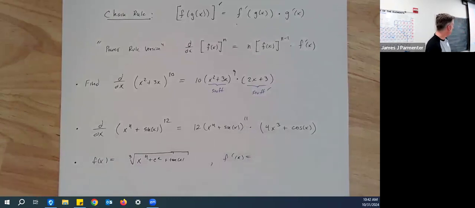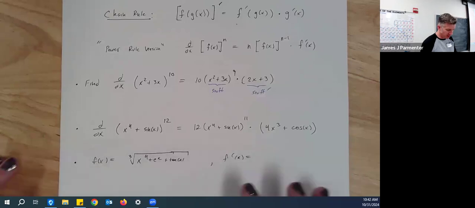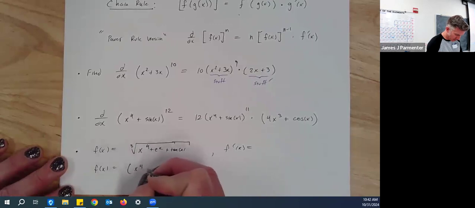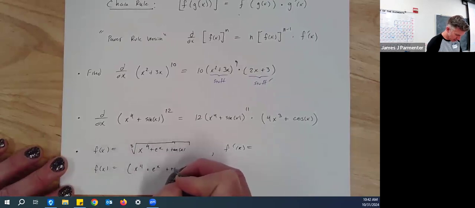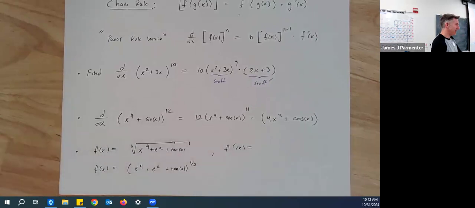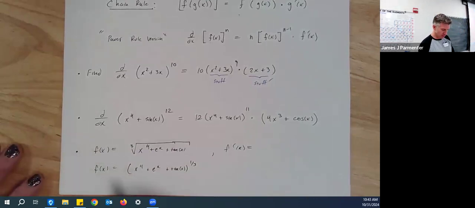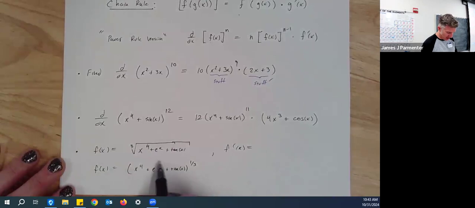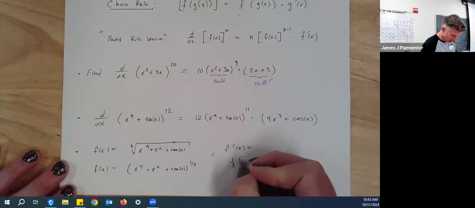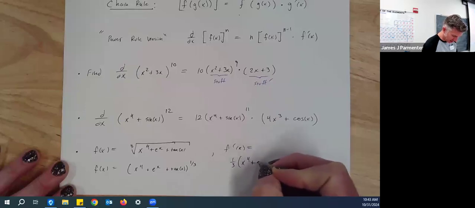And before we do that, I'm kind of of two opinions here. You don't have to absolutely rewrite it, but you should at least think about it as f of x equal to x to the fourth plus e to the x plus tangent of x, raised to the 1/3 power. I don't think you need to rewrite it to see that that's what you have, but it's not bad to rewrite it. Then if that's our function, we're going to take the derivative of some stuff raised to the 1/3 power by doing 1/3 times all that stuff. We're leaving the inside stuff alone.